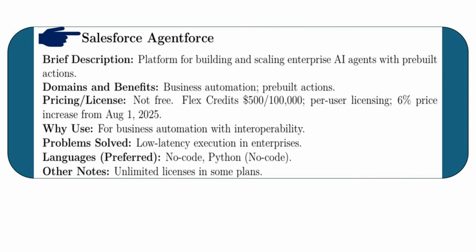Salesforce Agentforce, platform for building and scaling enterprise AI agents with pre-built actions. Business automation, the domain area, benefited with pre-built actions. Not free. Flux credit, $500, 1 lakh per user licensing, 6% price increase from August 1st, 2025. Why to use is for the business automations with interoperability. Problem latency execution in enterprise, the area got resolved, and it is no code and Python based no code. It's unlimited licenses in some plans.